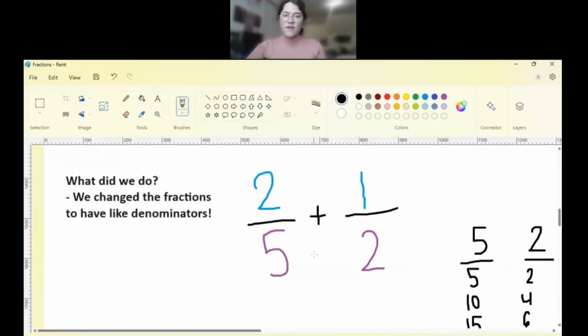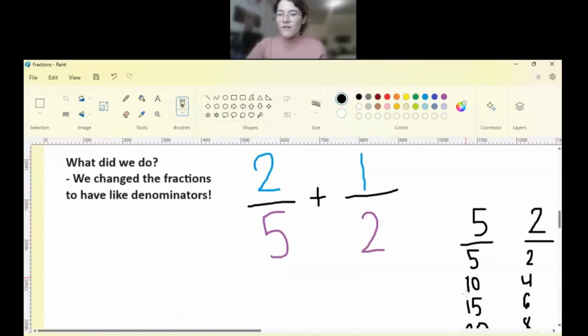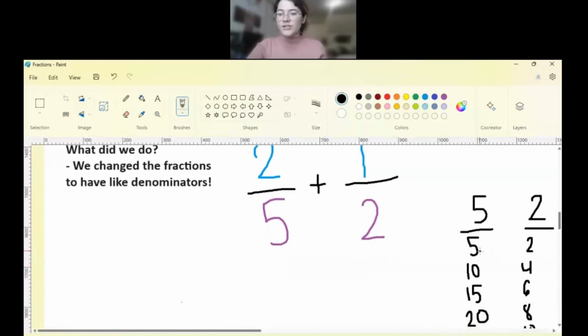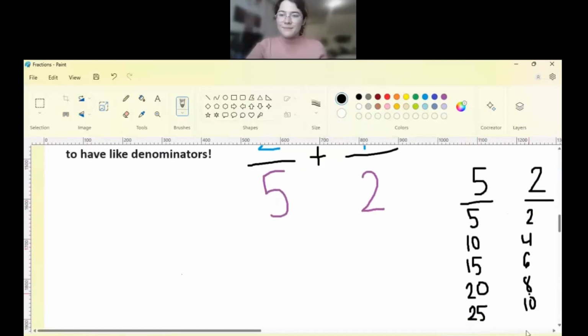So what did we do here? We changed the fractions to have like denominators. So for 2/5 and 1/2, we found the least common denominator between the two. So 5 and 2 both go into 10. They're both numbers that, when multiplied by a different number, can equal 10. So for 5, 5 times 2 equals 10. For 2, it is 2 times 1, 2, 3, 4, 5.